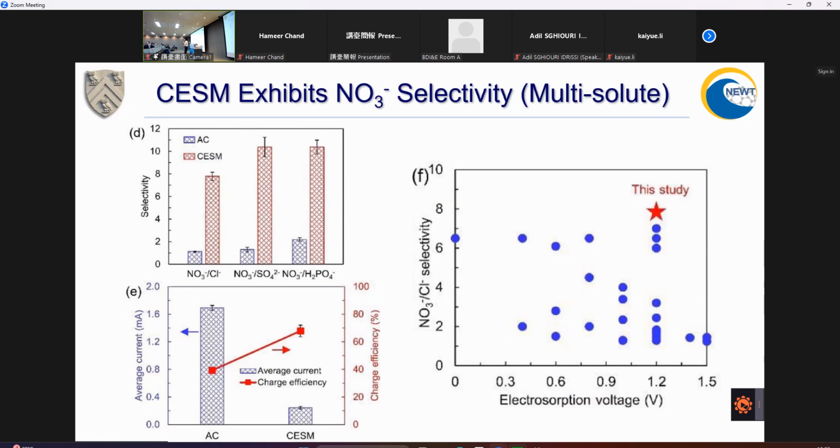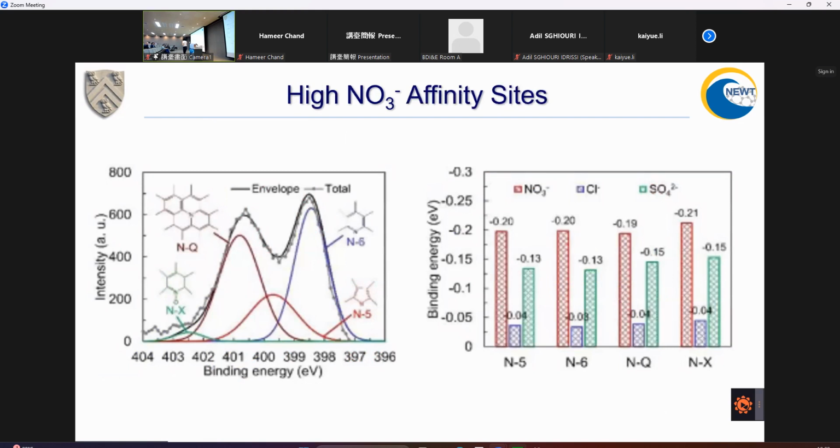However, the biggest problem is that because of the very low specific surface area, the absolute amount of nitrate ions absorbed is still very low. So our next step of work is to activate this material so we can create micropores in it, so that you can have not only high selectivity, but also high absorption capacity.